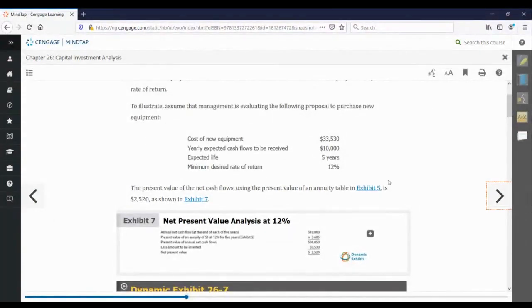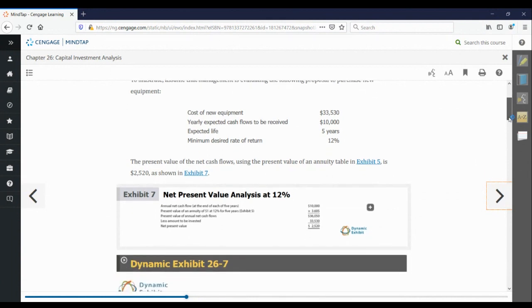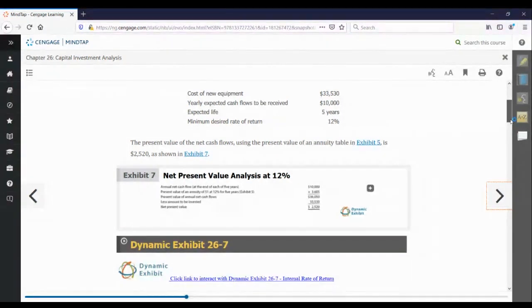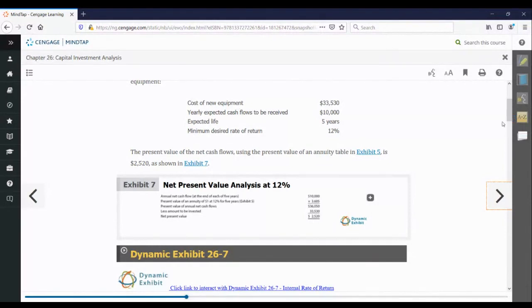Now, they've given you an illustration here, and they're telling you that the cost of the new equipment is going to be $33,530. They're expecting yearly cash flows of $10,000 each. Because it's an equal amount for 5 years, then we can use the annuity table. We're going to determine the net present value amount first of this investment, this one that we think is going to cost us $33,530.